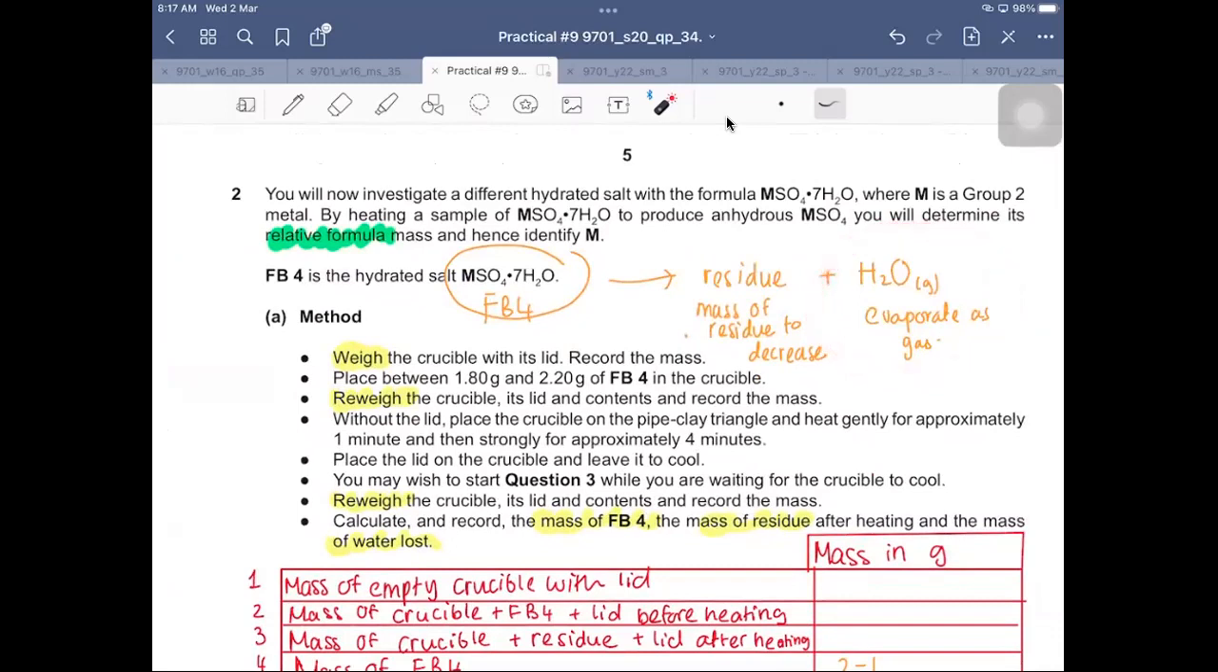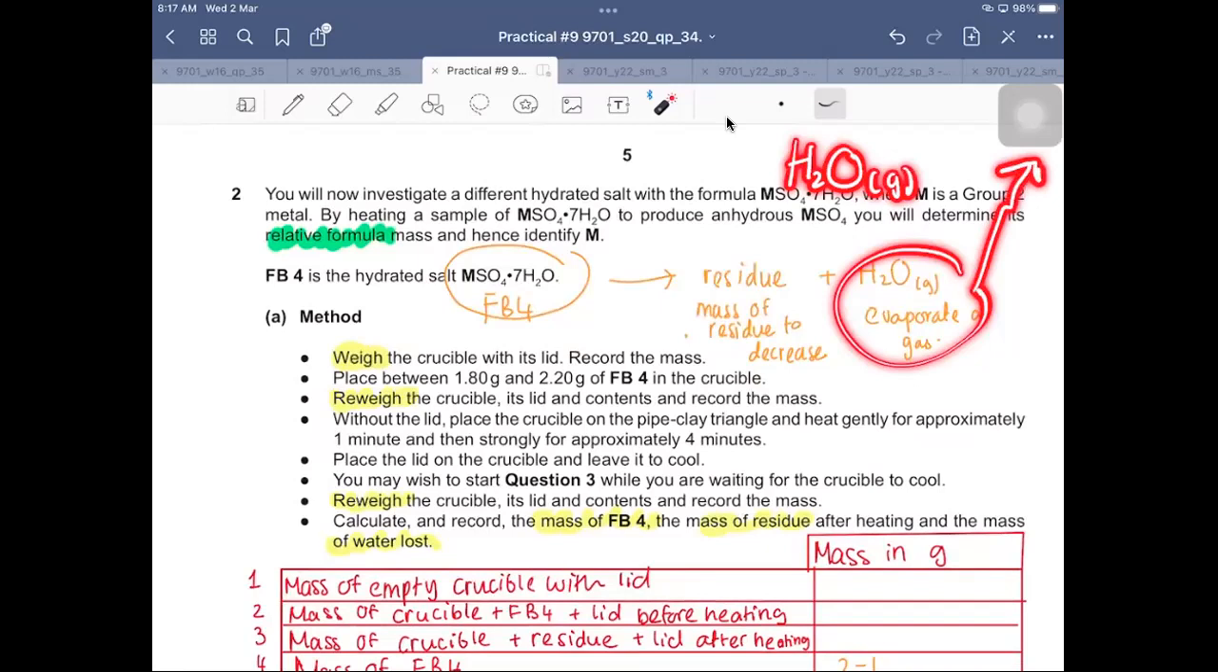But this time we do not want any additional water from the air vapor to get in contact with our residue. Okay, if we have external H2O vapor from the air, not this one, this one already evaporated. Assume that already evaporated. And then additional H2O gas from the air gets in contact with the residue. So the mass of the residue will now go up, and it's not accurate anymore.